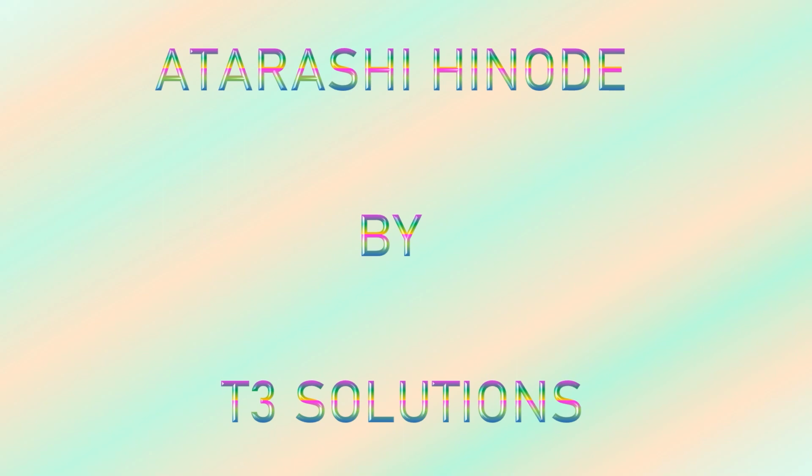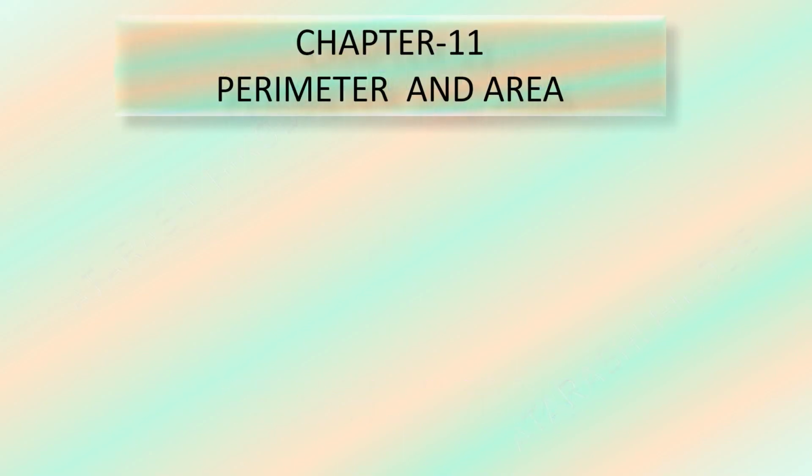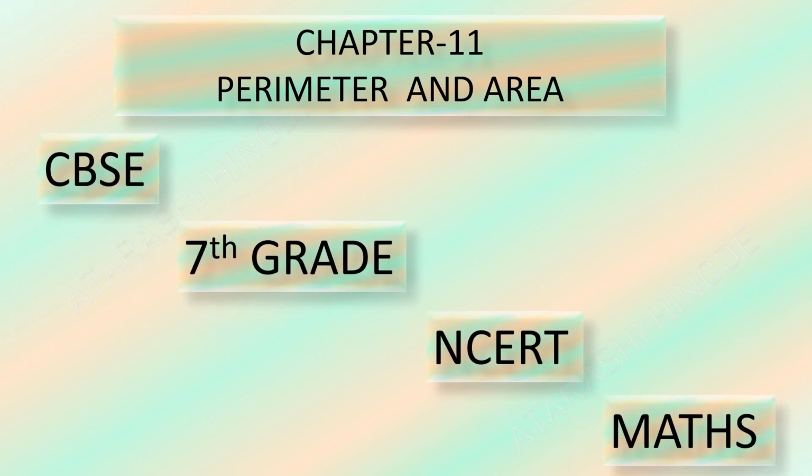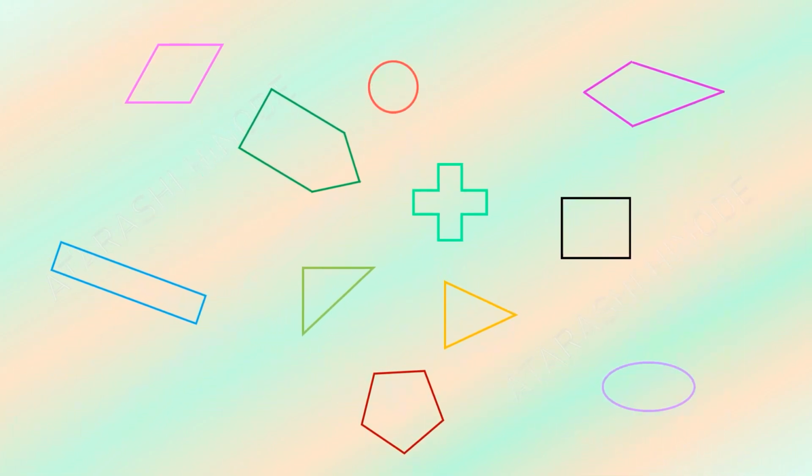Today we are going to do the exercise questions of Chapter 11 Perimeter and Area of CBSE 7th grade NCERT Maths. You would have already learned perimeters of plane figures and perimeters and areas of squares and rectangles. In this chapter also we are going to learn the same for a few more plane figures.